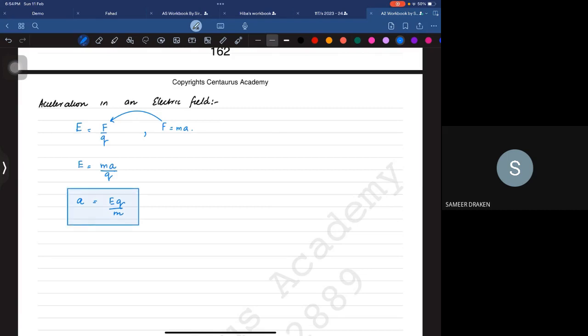Now you can see what these are. This is obviously electric field strength. This would be the charge. This would be the mass. And that's the acceleration. Just like that. Quickly write this so we can go forward. If you have any questions, let me know.